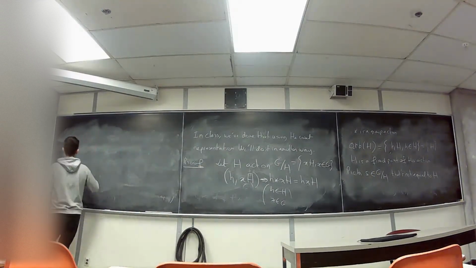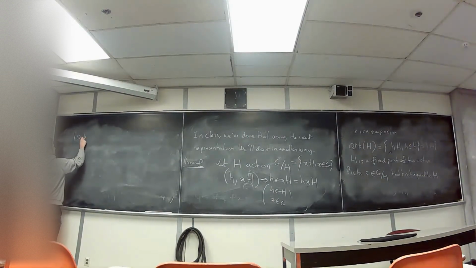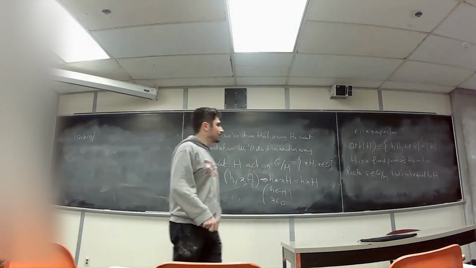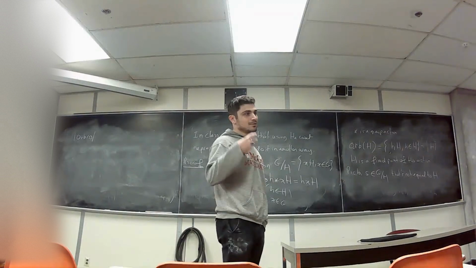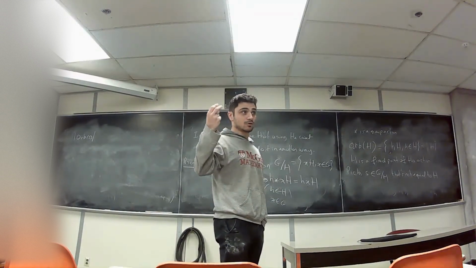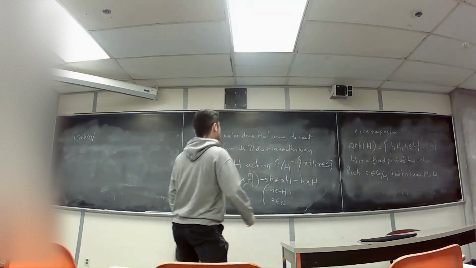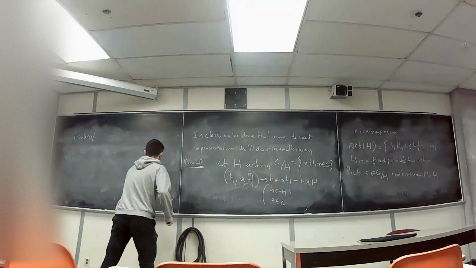What can you say about the size of the orbit of S? What do we know about two orbits? They're either disjoint or equal. Okay, so maybe I'll just do this picture.